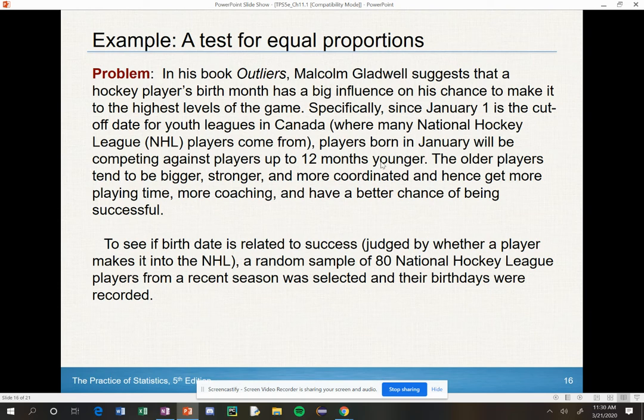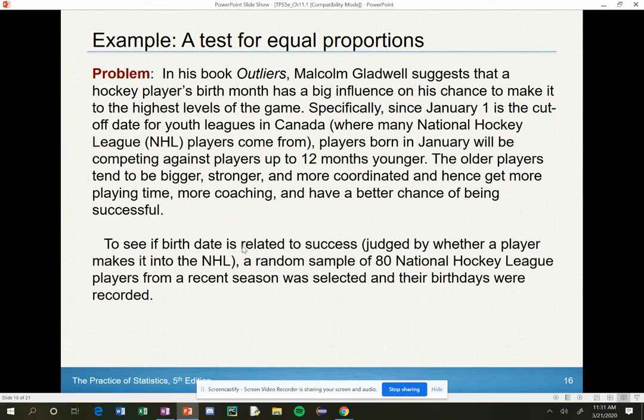And if you were born in December, that might lead to you going, oh my God, I'm playing with such older kids. It's not fair, I'm not as fast, I'm not as coordinated, and those kids might end up quitting because the big kids are bigger, faster, stronger, and so forth. So the theory here is older players tend to be bigger, stronger, and more coordinated, hence get more playing time, more coaching, and have a better chance of being successful.